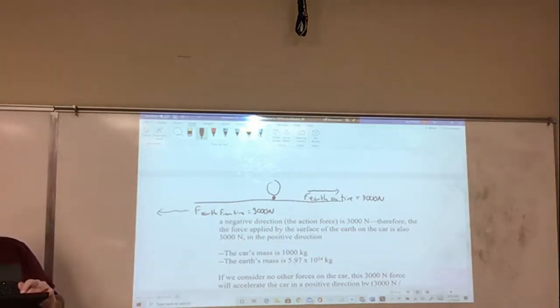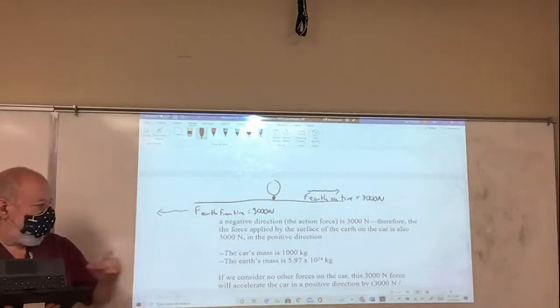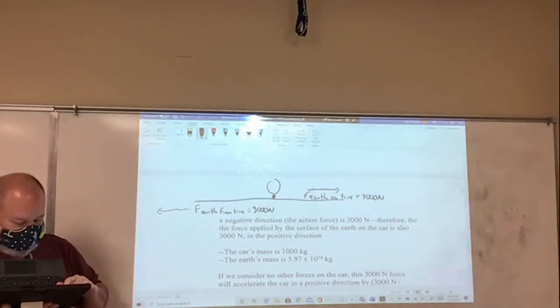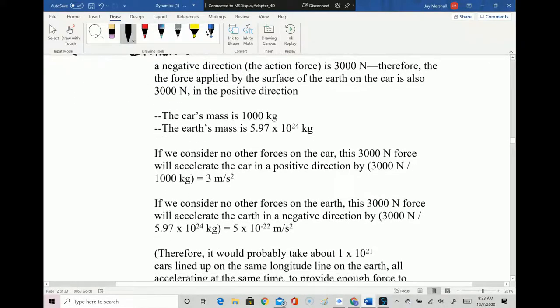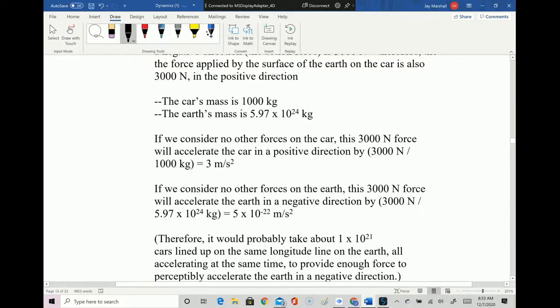We know that the car's mass, let's say, is 1,000 kilograms, and we know that the earth's mass is 5.9 times 10 to the 24th kilograms. If we consider no other forces on the car, this 3,000 Newton force will accelerate the car in the positive direction by 3 meters per second squared, right? Acceleration equals force divided by mass equals 3,000 newtons divided by 1,000 kilograms equals 3 meters per second squared.